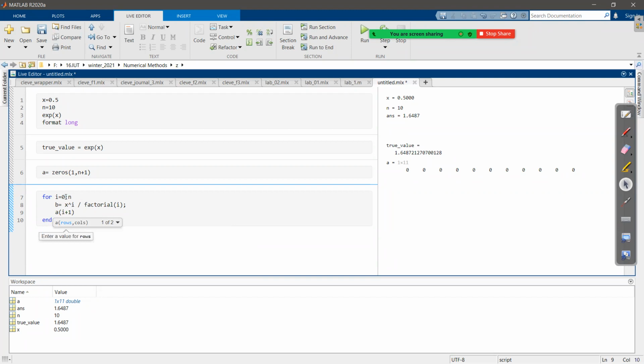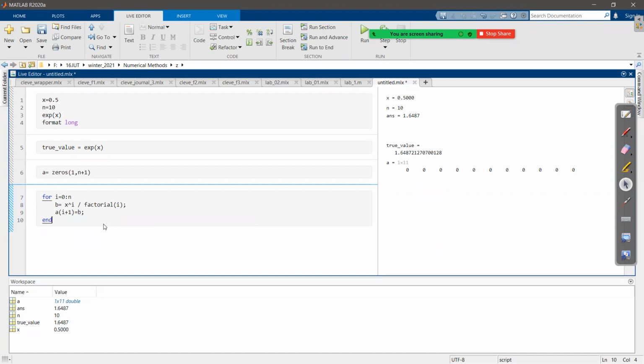Again, i is starting from 0, but my MATLAB index starts from 1. So the first one goes to the first element, so I use i plus 1. For 0, I place it at 1. For i equals 1, I place it at the second position, second index. a of i plus 1 equals b, which is done.